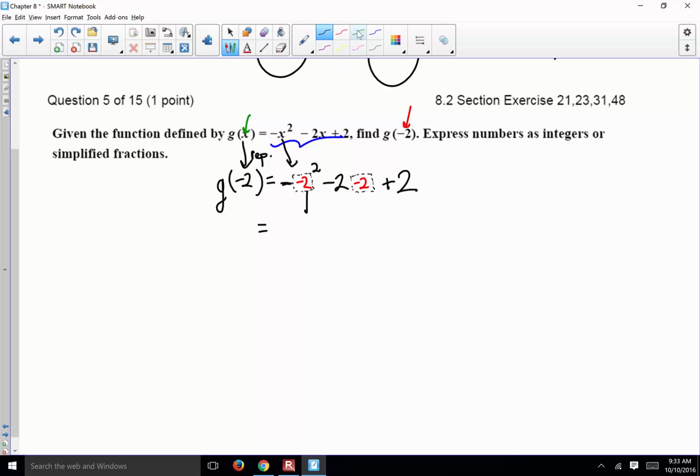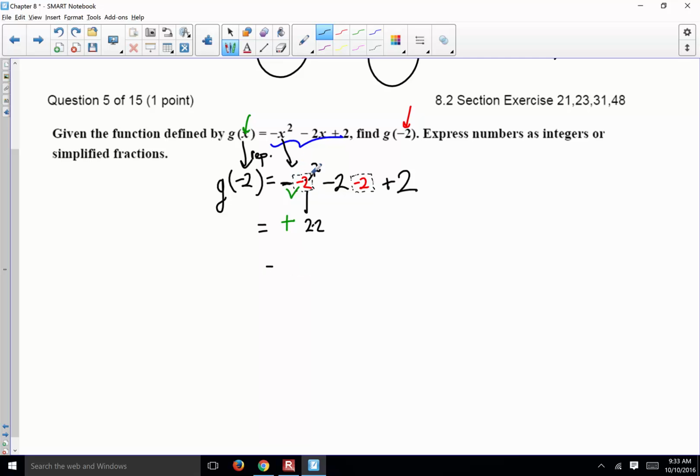Alright, here is one mistake people do. People treat this as plus. This is a plus. And then they square 2, this reads as 2 times 2. And they put then the +4 here. This is a mistake. Why?